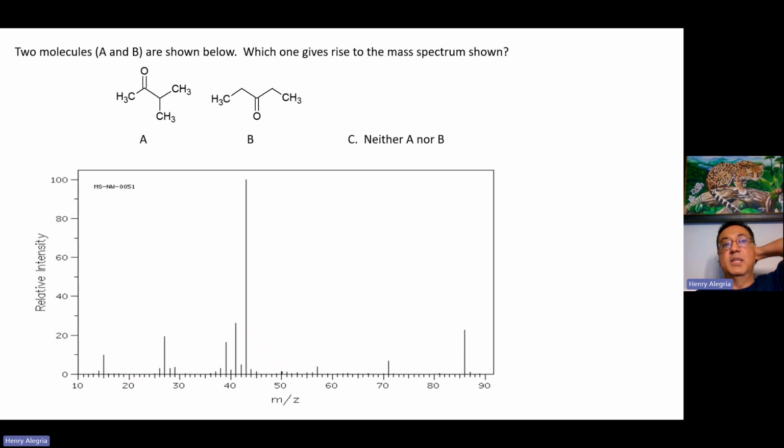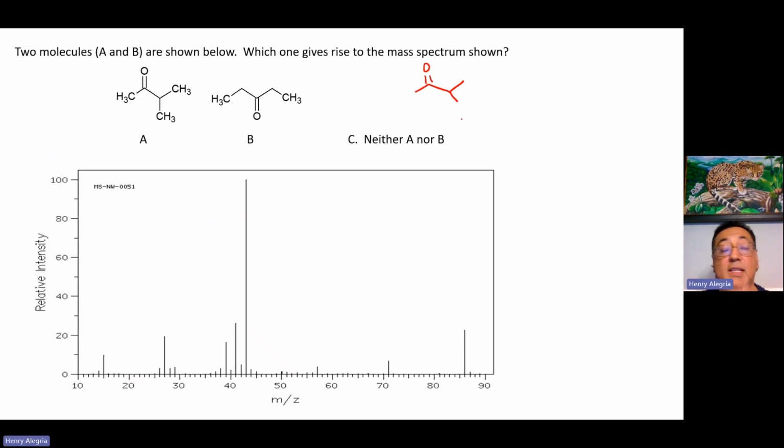Which one gives rise to the mass spectrum below? Okay, so let's do the same analysis. In other words, you want to predict what would be the major fragments you would get in each case, and that will allow you to tell which one it is. So for A, this is what I have.